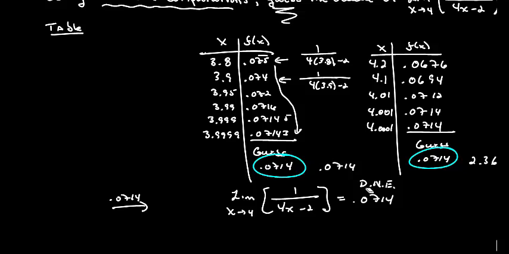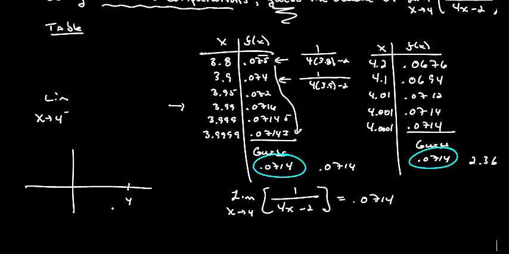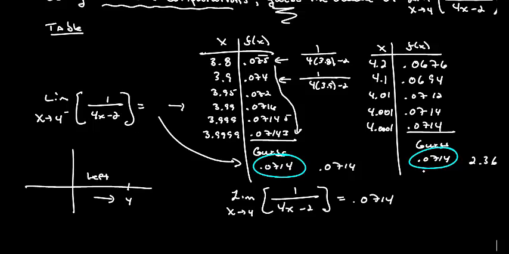Okay, but since as we come in from both sides, let me give you a little notation because this is important. This guy right here is the limit as x approaches 4 from the left. What we mean is that on the x-axis, if here's 4, we're coming in from the left side. And we put a little negative up top. So the limit as we come in to 4 from the left side, this is called a one-sided limit, of 1 over 4x minus 2, that guy is equal to this. This guy is the limit as we come in from the right.